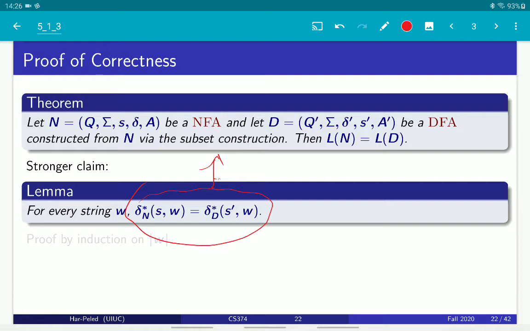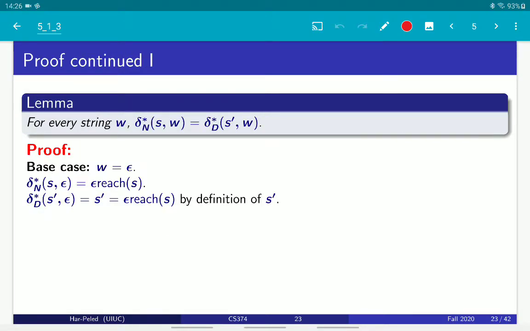Right. So we need to prove this lemma, and we prove this lemma by induction, right? For many of the proofs we will see in this course, we will use induction. This in some sense should be your default technique for proving things. It's not the only technique, but it's probably the most popular that we're going to use. Okay, so we're going to do induction on the length of the string W.